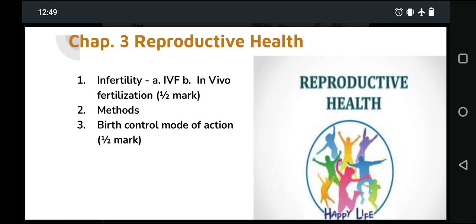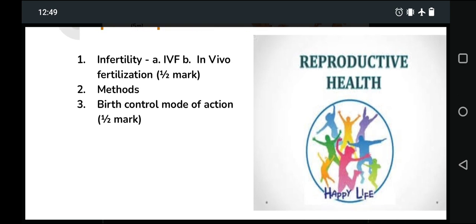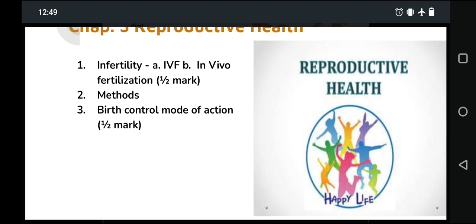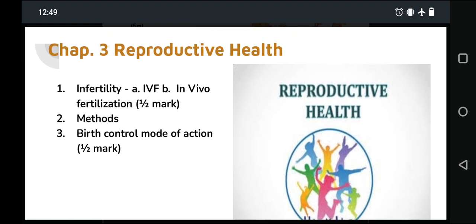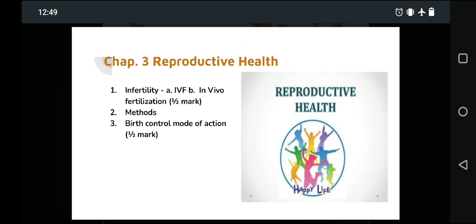Okay, the methods or the birth control mode of action may come for 1 or 2 marks. So those are the important topics in reproductive health. The mode of action of birth control, natural methods, some man-made methods. Okay, these are involved in chapter number 3, that is Reproductive Health.